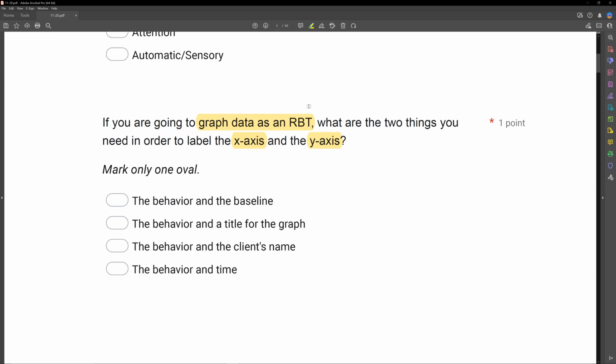The title is not helping us label the x-axis or the y-axis, so that is out. C, the behavior and the client's name. Again, we're not putting the client's name on either of these axes. What we're putting there on the y-axis is the behavior, and on the x-axis is time. So what are the two things you need in order to label the x-axis and the y-axis is the behavior and time.